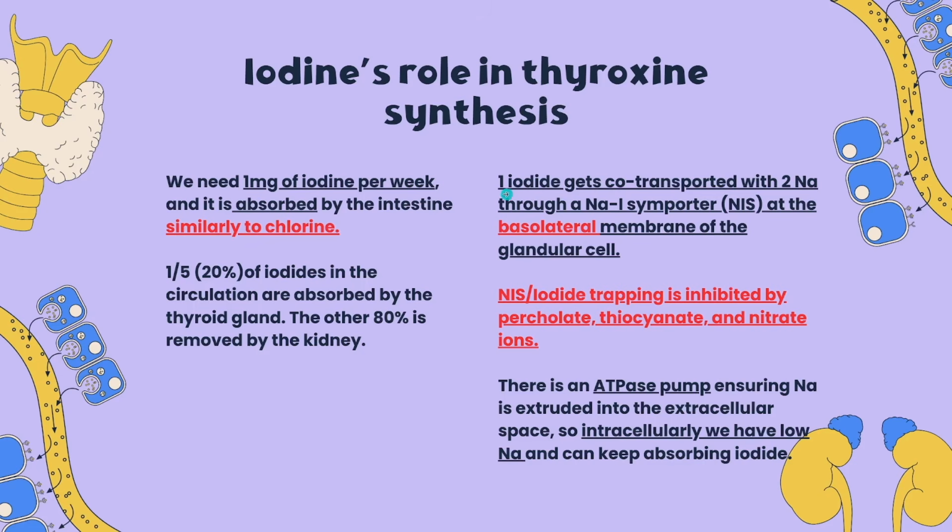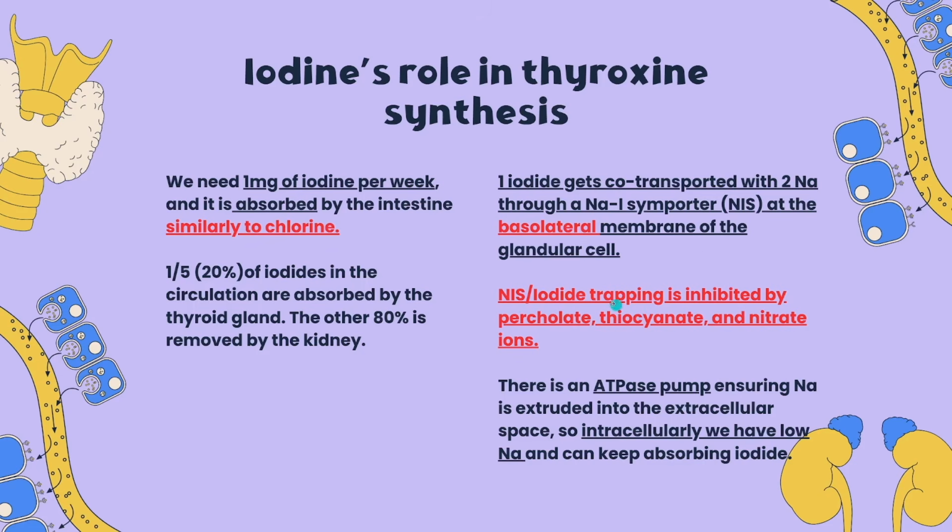What it does is that it brings one iodide in, co-transported with two sodium. So both of them go in. Now, what inhibits it? We have perchlorate, thiocyanate, and nitrate ions. So these three inhibit NIS, or iodide trapping.